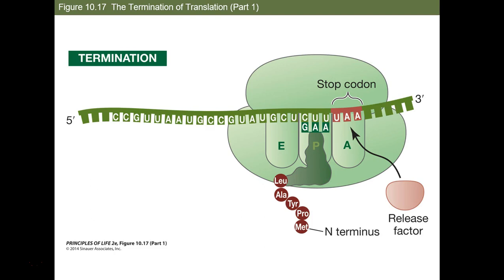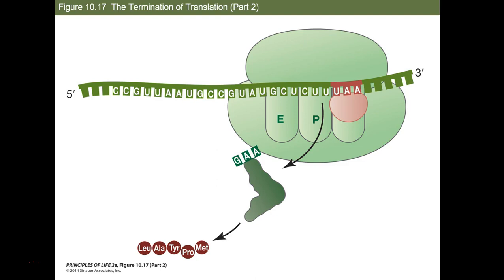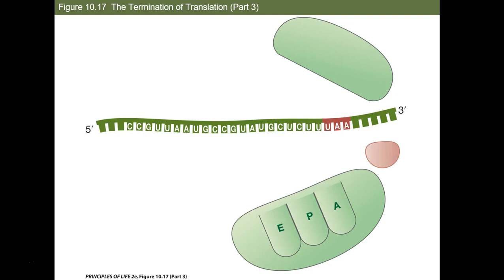Figure 10.17 illustrates termination of translation. A stop codon enters the A site, and a release factor will enter the A site as well. When the release factor enters and binds to the ribosome and mRNA, it breaks the bond between the polypeptide and tRNA, ending translation of mRNA. Eventually, the subunits of the ribosome dissociate and break apart with the mRNA.